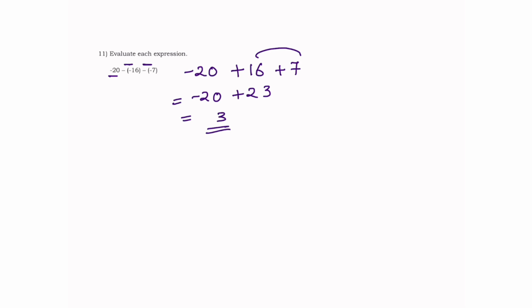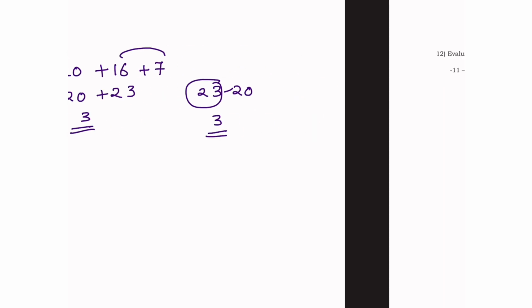So you subtract, basically how do you do? Larger minus smaller. And you put the answer and put the sign of the larger, which is positive. So we leave it 3 over here. So quickly we are on question 12.